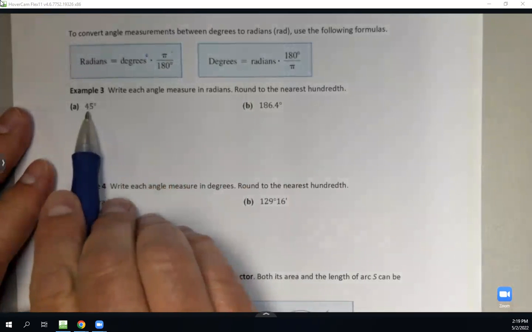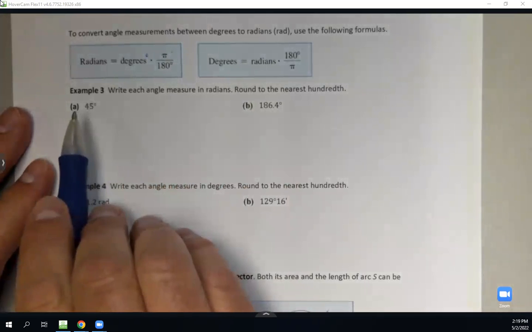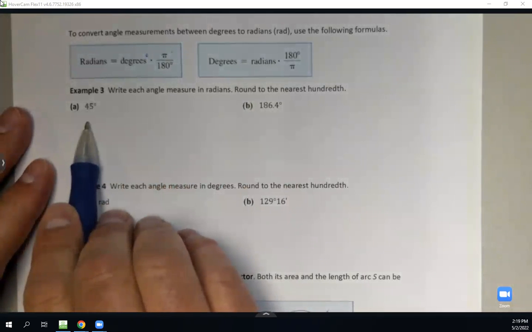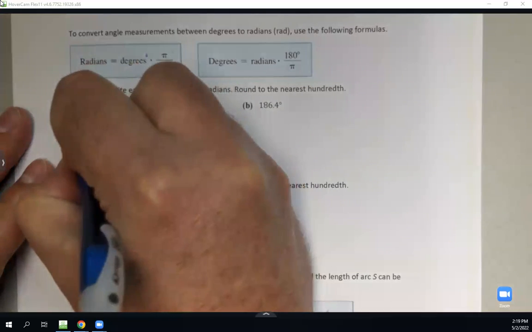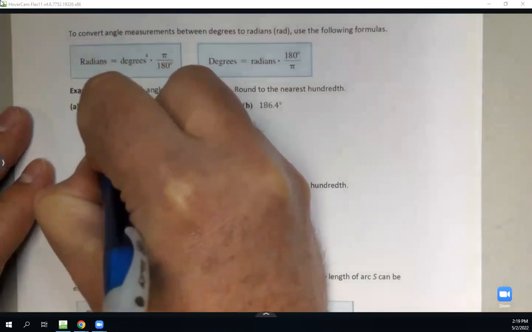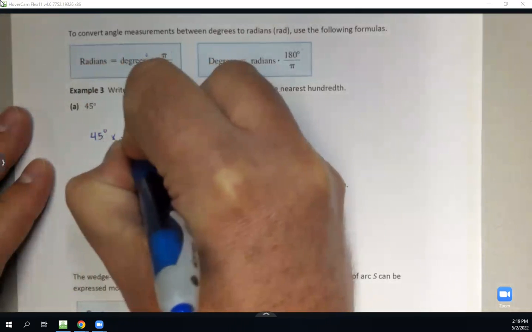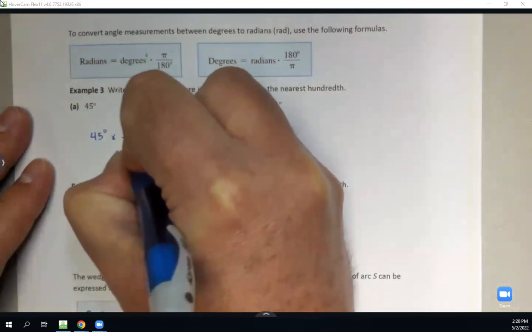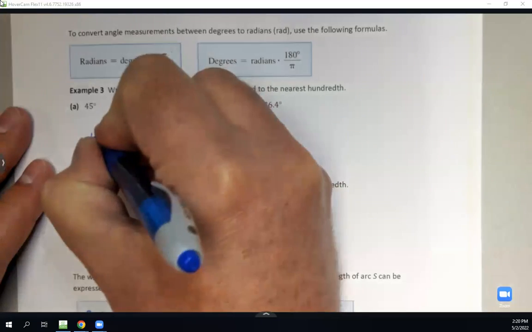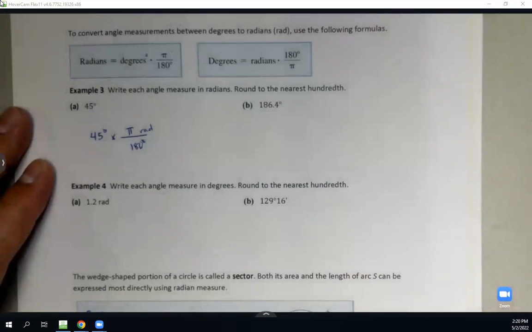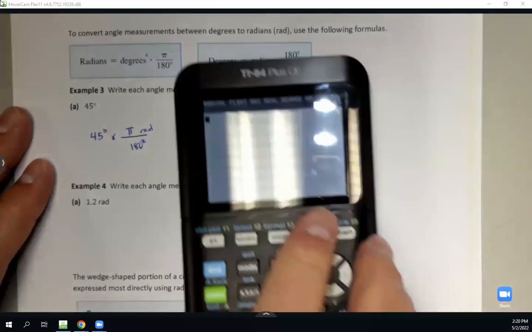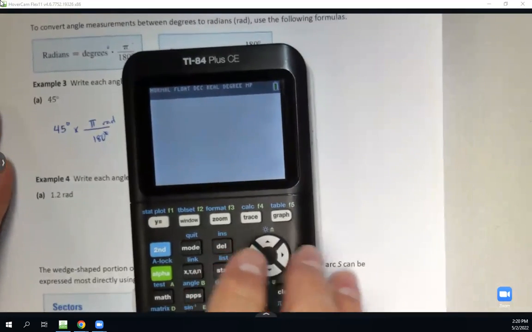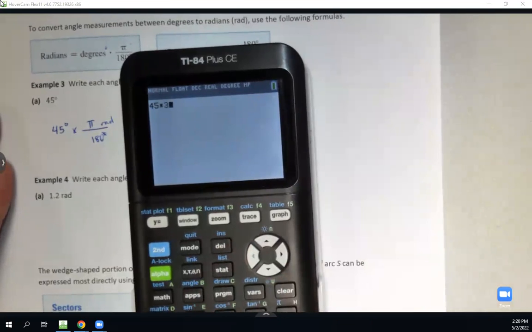So if we have 45 degrees, and we want to convert that to radians, again, I'm just going to use my conversion fact. I have pi radians over 180 degrees, and so that's going to cancel. And we're supposed to round to the nearest hundredth. So I'm going to take 45 times 3.14159 divided by 180. And so that is about 0.79.